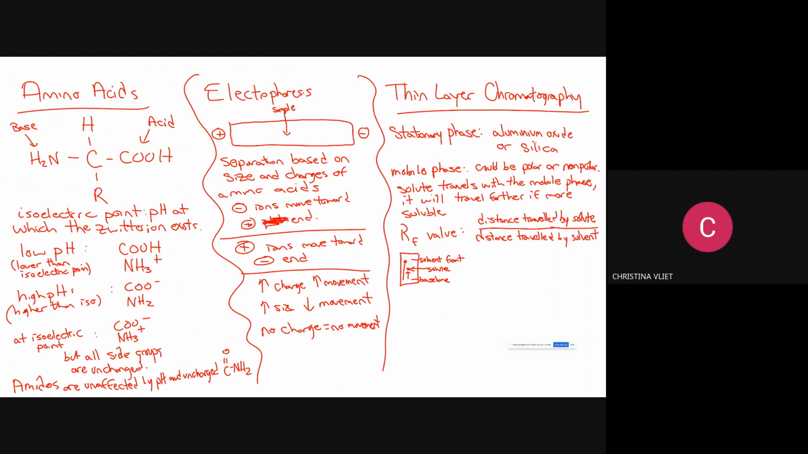So what does a small RF value mean? Low solubility in the mobile phase, high solubility in the stationary phase, right? So a low RF value means lower solubility in the mobile phase or higher solubility in the stationary phase, whatever the stationary phase is. And then what would a high RF value mean? The opposite, right? High solubility in your mobile phase, whatever it's traveling with.